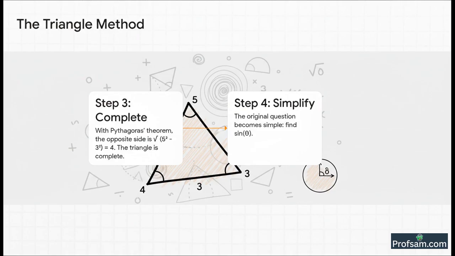All right, step 3, find the missing side. This is easy, we just use Pythagoras' theorem. You probably already know this one. It's a 3, 4, 5 triplet. So the missing opposite side has to be 4. And there we go, our triangle is now complete.